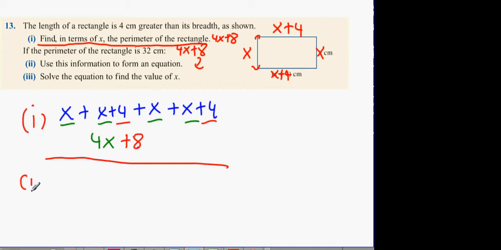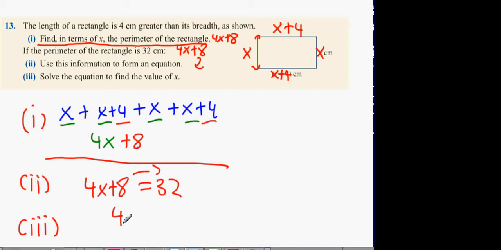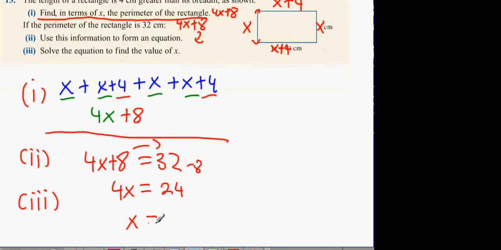The answer to part 2 is use this information to form an equation. Here's my equation. And part 3 is to solve the equation. Move the 8 over to the other side, and we get minus 8, which gives us 24. And x will equal 24 over 4, which is 6. That's handy enough, wasn't it?